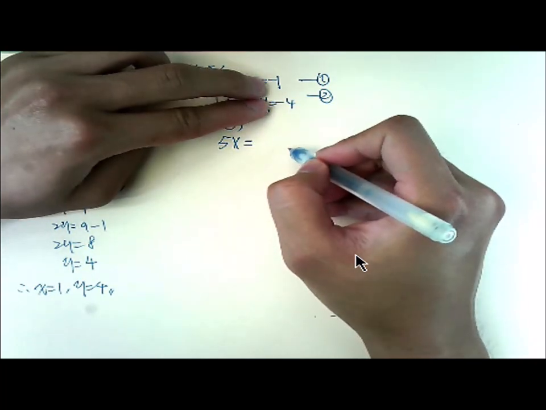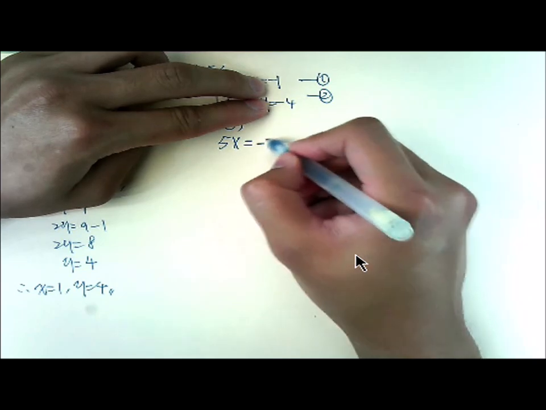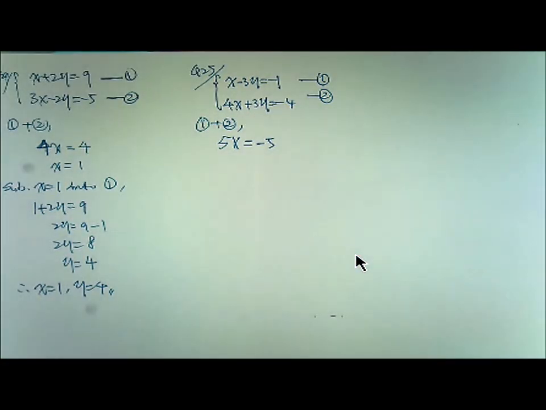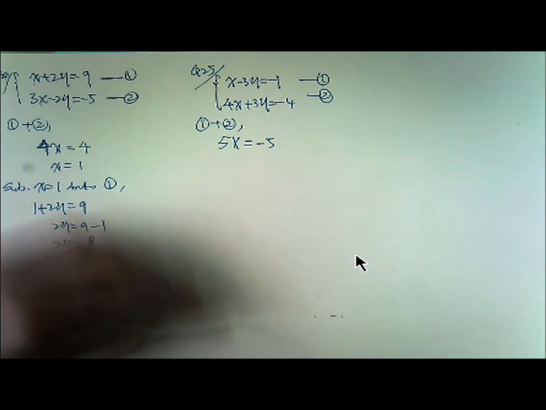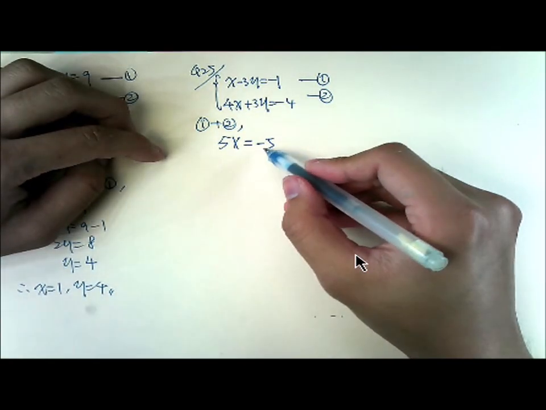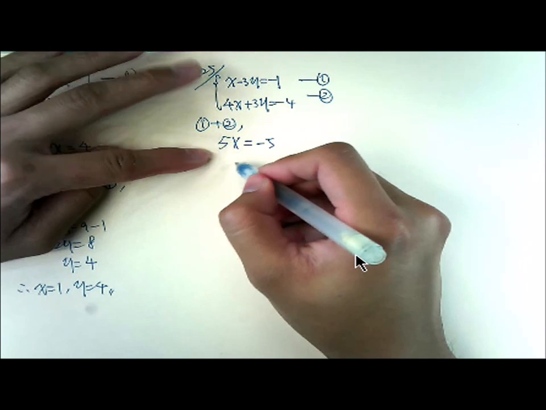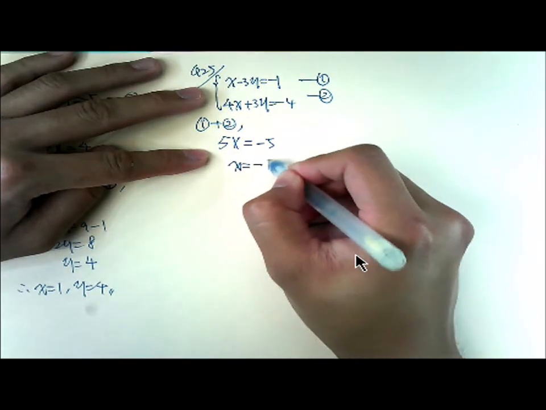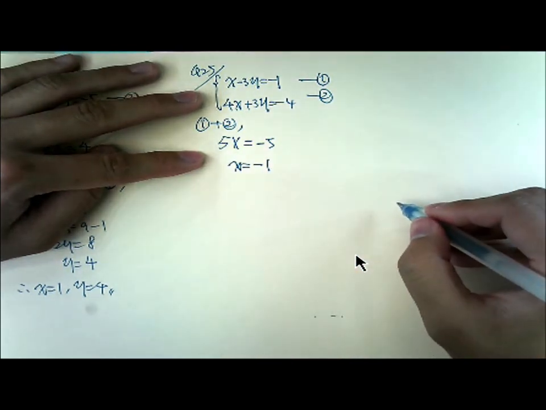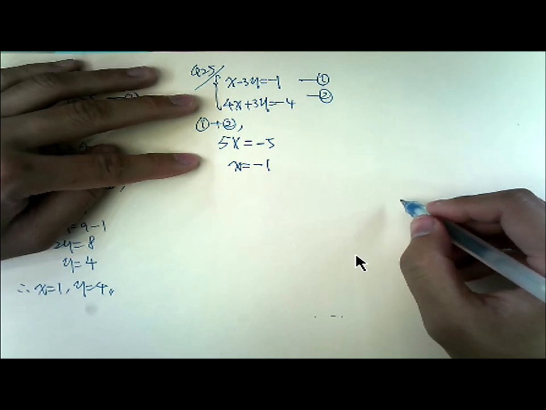And then minus 1 and minus 4 added together will become minus 5, not minus 3 or positive 3, and also not positive 5. Divide both sides by positive 5, you get x equals minus 1. So you have to calculate y. You can choose equation 1 or 2, up to you.